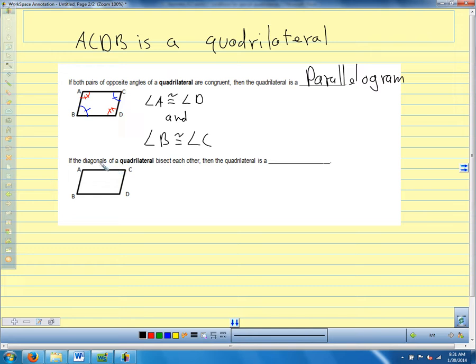The next one: if the diagonals of a quadrilateral bisect each other, then the quadrilateral is a parallelogram. Bisect means what? Cut in half. All right, so let's draw our diagonals. Diagonals go from where to where on our shape? Like this? No? Corner to corner. There we go.